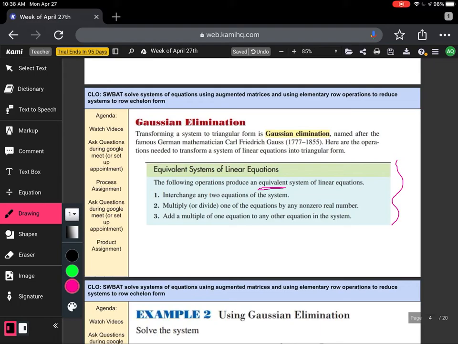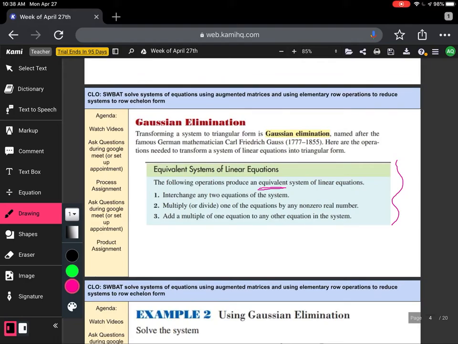So things that you can do is interchange or switch any two equations of the system. You can multiply or divide one of the equations by a non-zero real number, as long as you do it to every part of the equation. If I want to multiply every part by 2, go for it. And you can add a multiple of one equation to any other equation in the system.